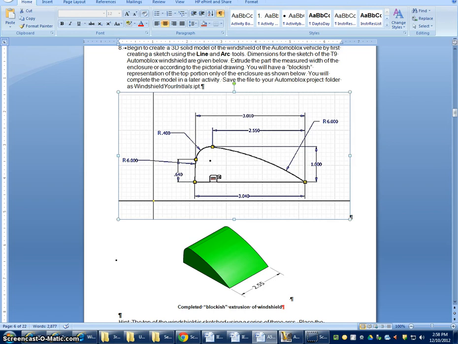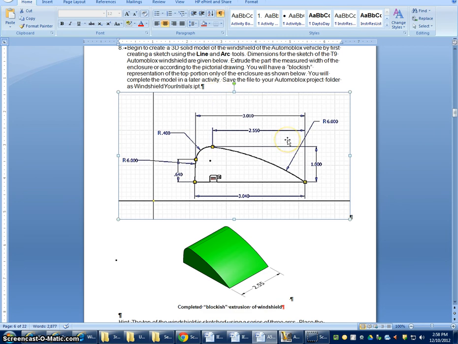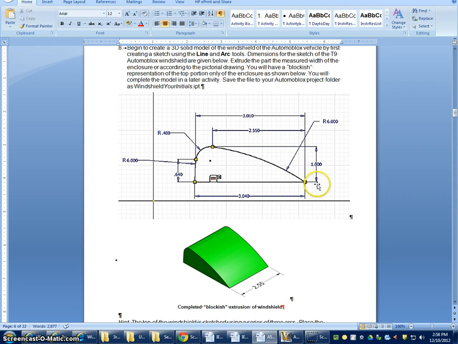All right, I made a little video here to show you how to make this windshield part, step 8 on activity 5.2. The thing about it is it's a really good example of design and looking at things in terms of the geometry, because the thing we need to know is what I know about this part that I can use to help draw it geometrically.